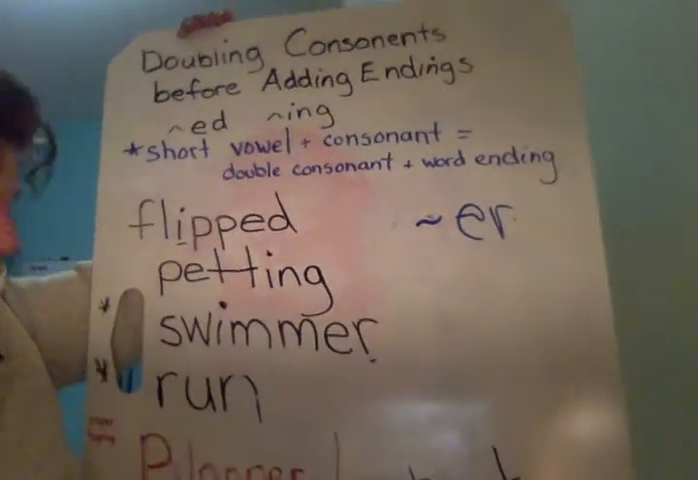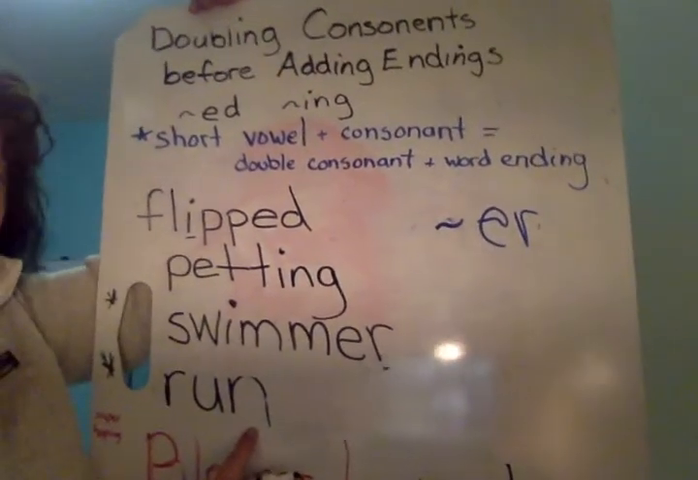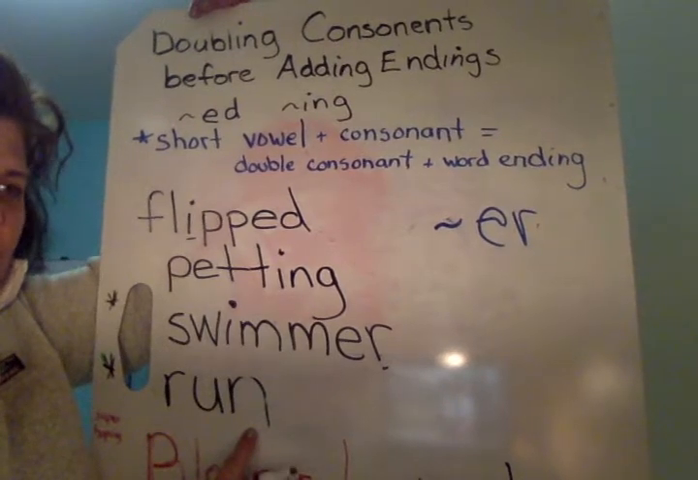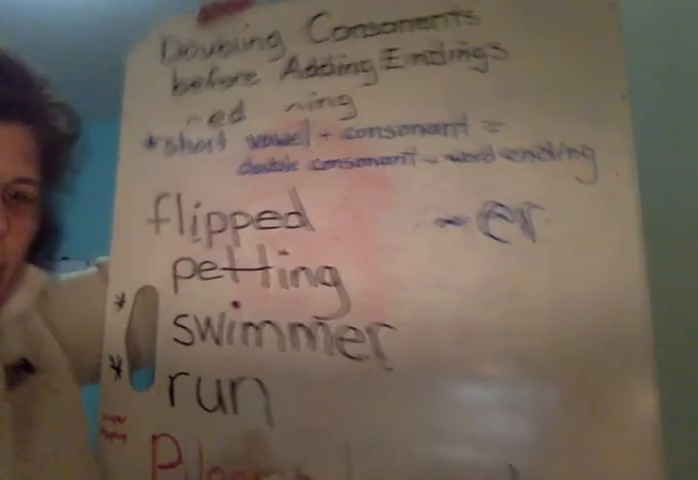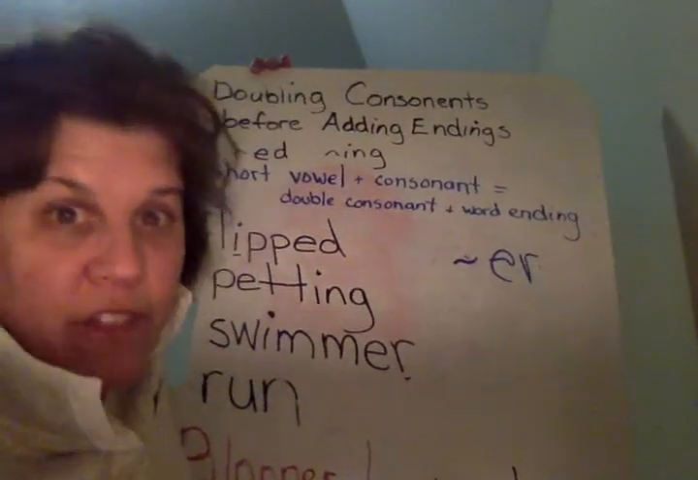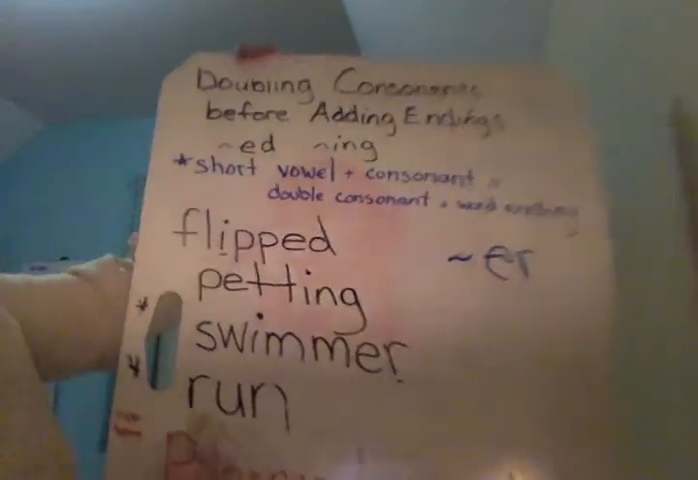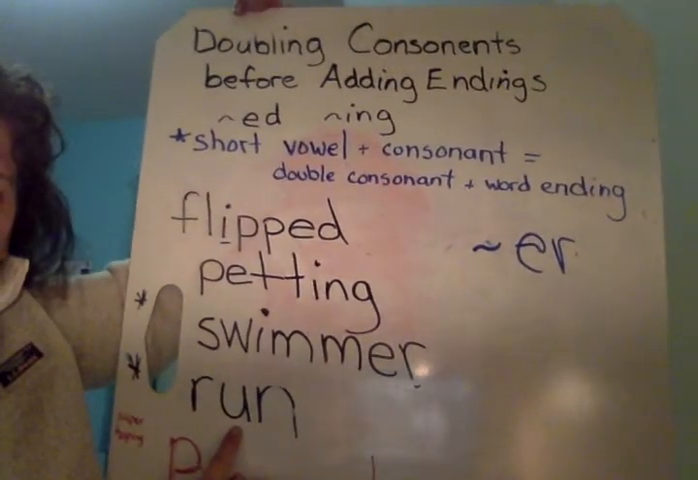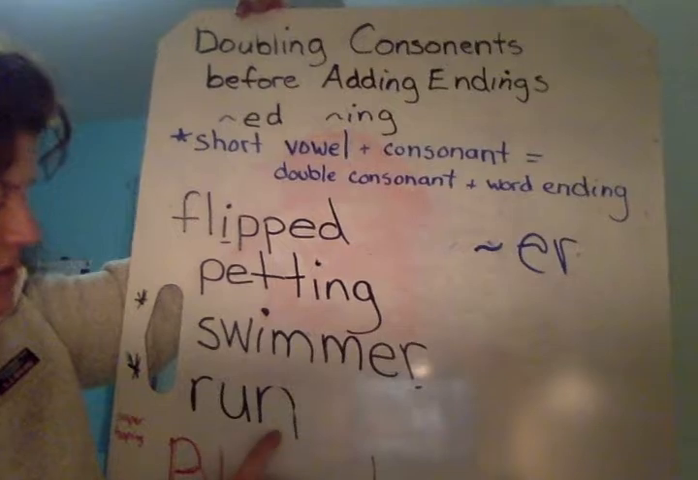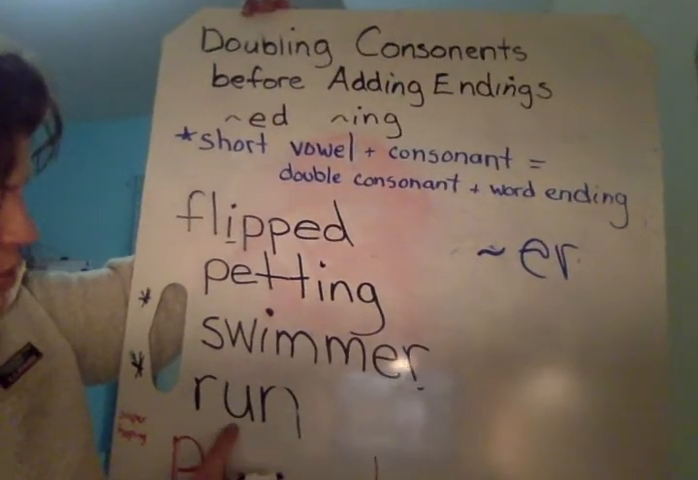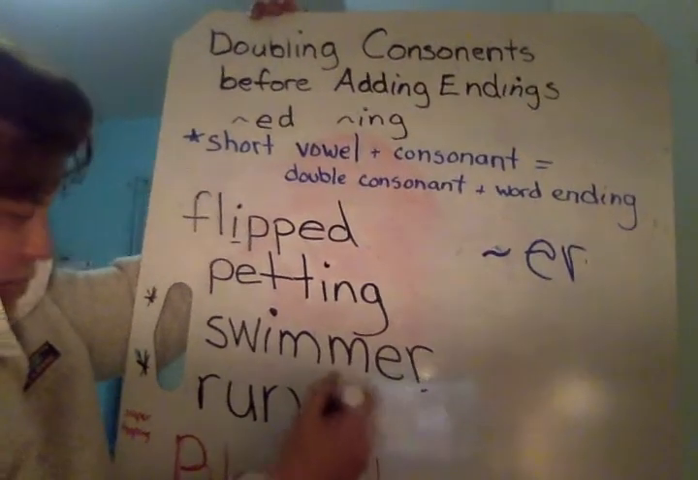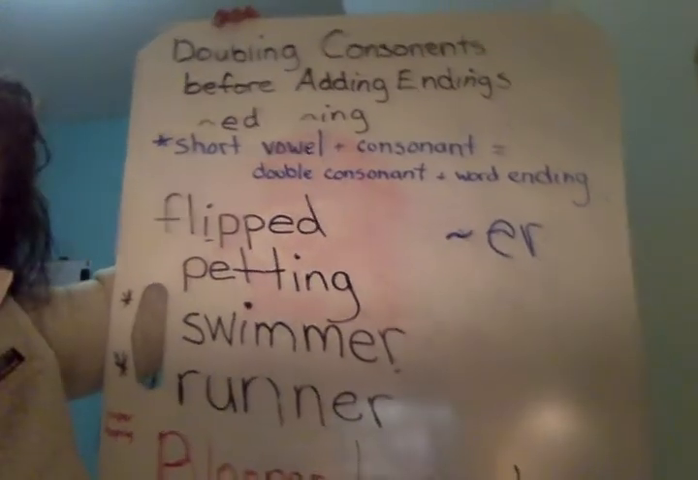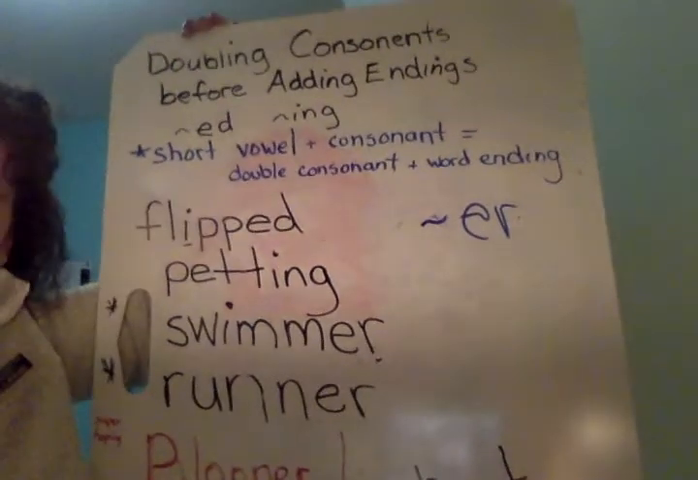Let's try that one more time. Run. Let's change that into runner. My friend Jill is a runner. She runs all the time. Run to runner. Is the U making the short sound? Yes, it is. So short vowel, consonant, double the consonant, and add er. Run, runner. So that wasn't so bad.